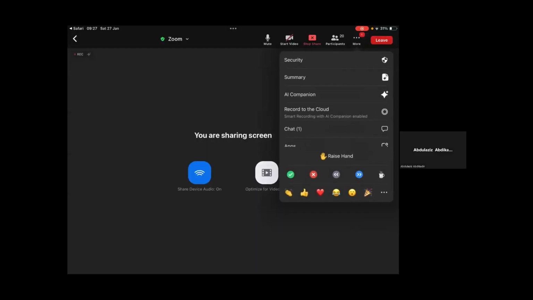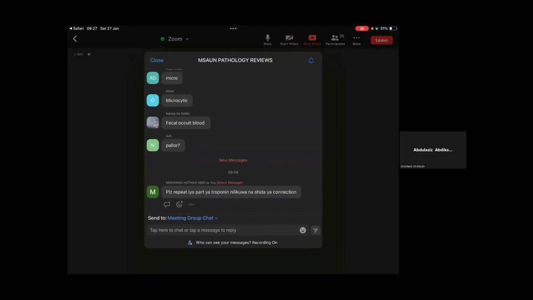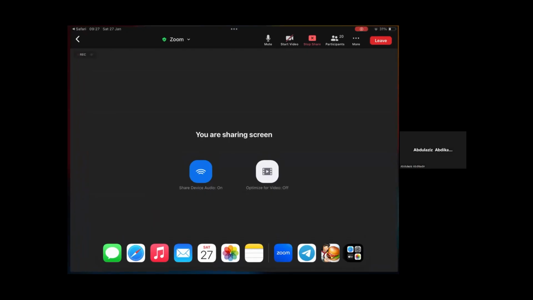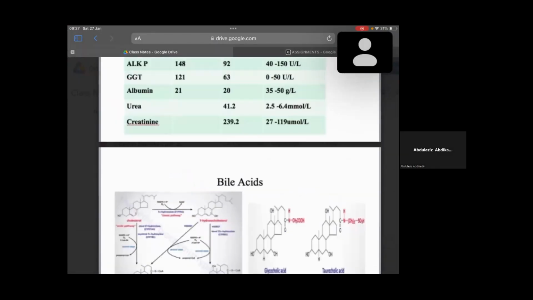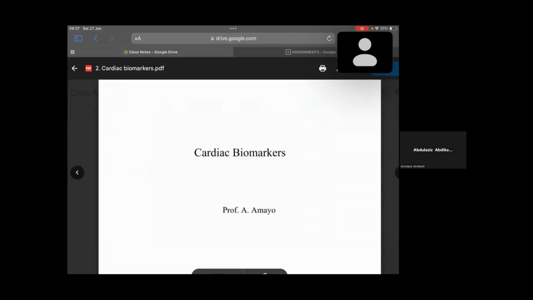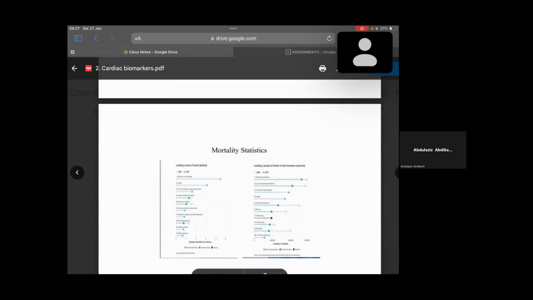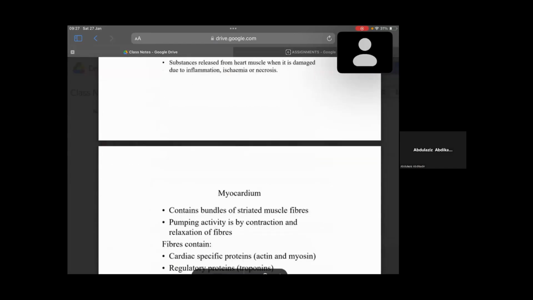So any questions, anything? I'm seeing there's one in the chat box. Oh, the part for troponin. Okay, no problem. So for troponin, there is troponin I, C, and T. Troponin I is the inhibitor. Troponin C is the one that deals with calcium. Troponin T is the one that binds to tropomyosin.